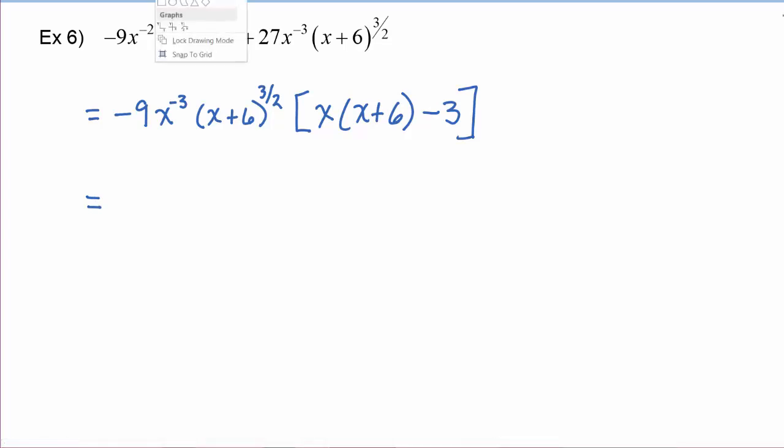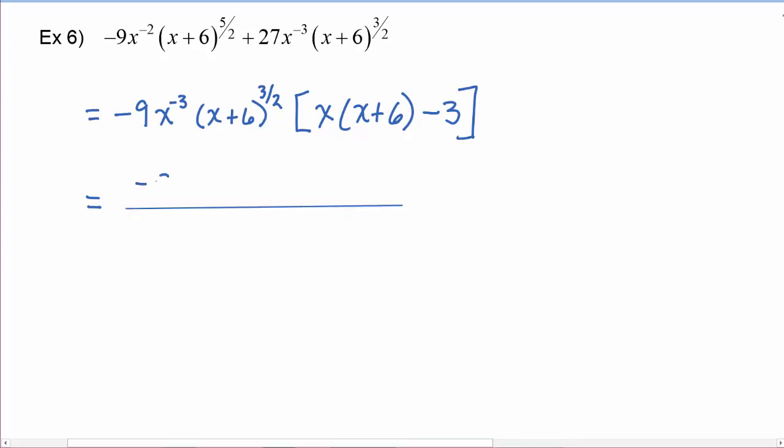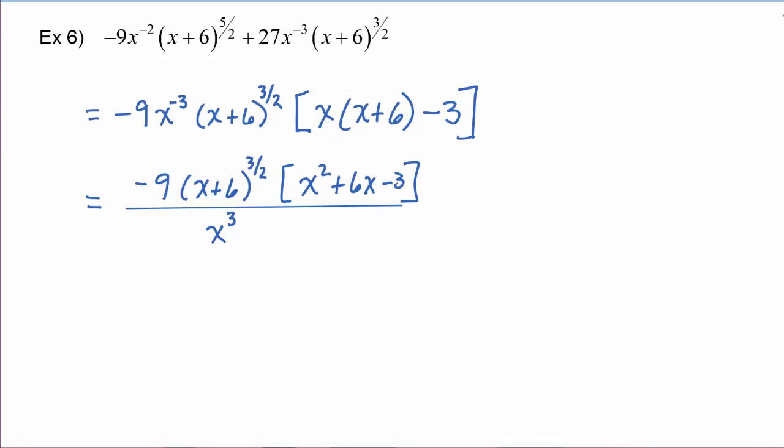We're ready to simplify. Negative 9 stays in the numerator. X to the negative 3 becomes x to the positive 3 when we put it in the denominator. The x plus 6 to the 3 halves stays in the numerator. And then we distribute out. X times x is x squared. X times 6 is plus 6x. And then we have a minus 3. And we're already done.